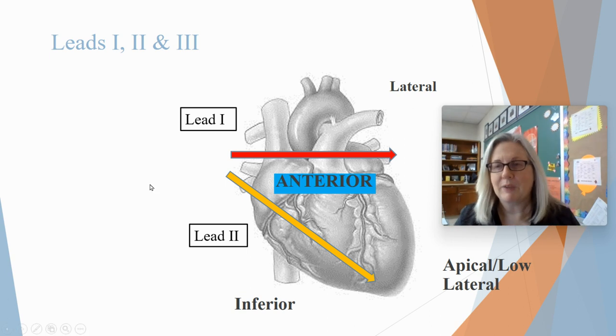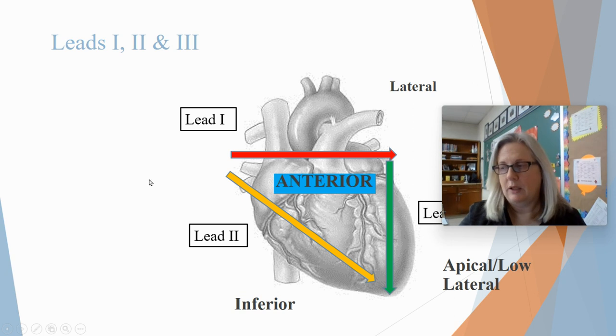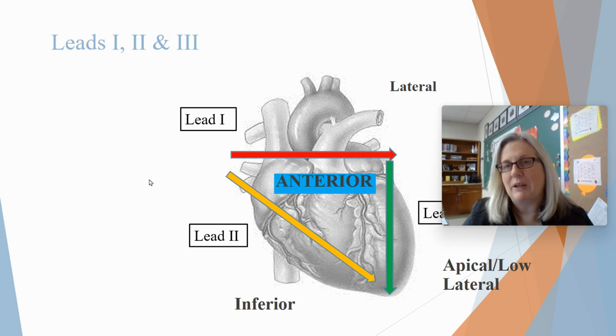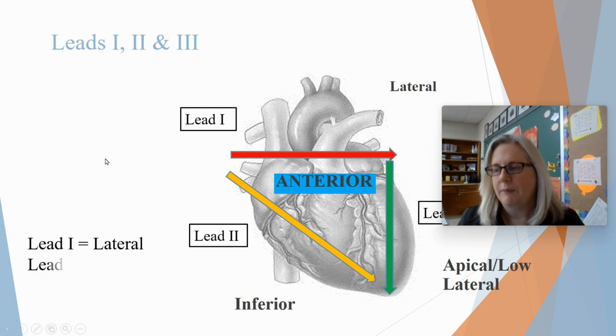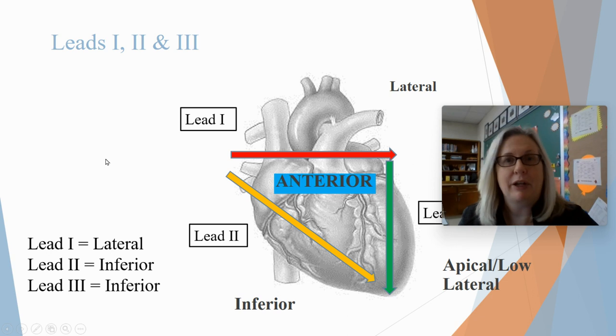And lead 3, as we know, also goes from the left arm and ends at the left foot. So both lead 2 and 3 stop at the left foot, which means they both represent an inferior region of the heart. So why is this important to know? Let's put these in our little notes here. So lead 1 is lateral, lead 2 and 3 are inferior.